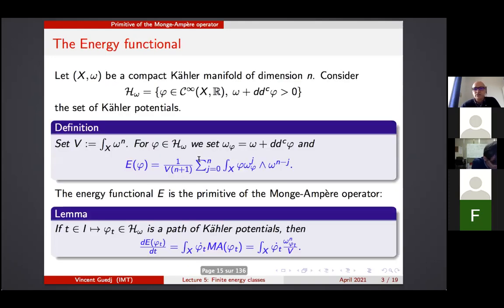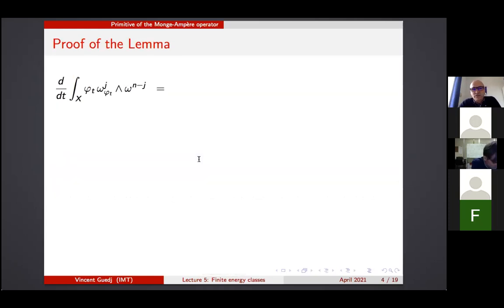You see E is a summation of terms. So when I differentiate, I need to differentiate each of these terms. Let me differentiate one of them. If I differentiate this j-th term along a path phi_t, I need to either differentiate phi_t or differentiate omega_{phi_t} to the j. So I get two terms. First, the integral of phi_t dot wedge omega_{phi_t}^j wedge omega^{n-j}. And then if I differentiate omega_{phi_t} to the j, what I will get is j times the integral of phi_t ddc phi_t dot wedge omega_{phi_t}^{j-1} wedge omega^{n-j}.